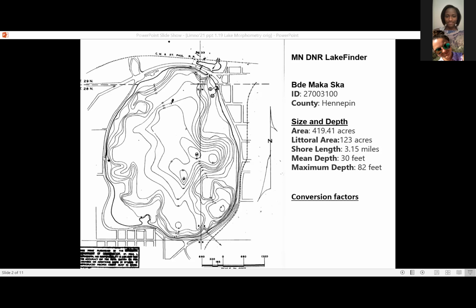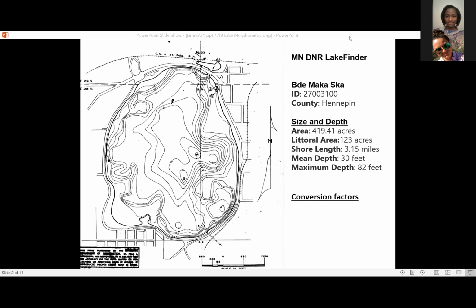All right, we're going to work with lake maps this week. Here is a lake. This is a map. This lake map comes from the DNR Lake Finder. I don't know what the full URL is, but you can just Google DNR Lake Finder. You can put in the name of any lake in Minnesota and you can track it down.